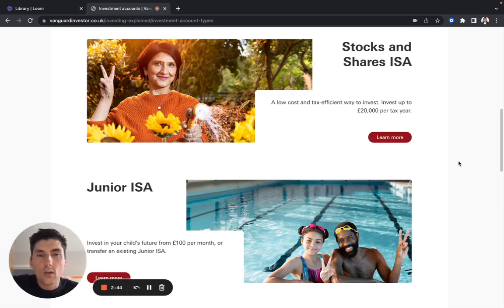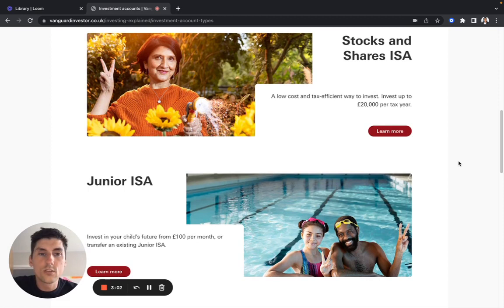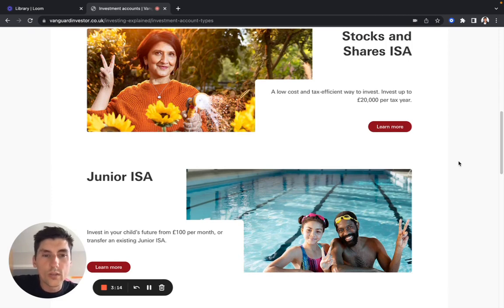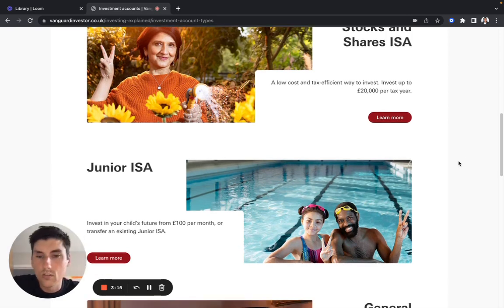So obviously, if you are a married couple, you and your spouse can each individually contribute up to 20,000 per tax year, and everything inside that stocks and shares ISA is tax advantaged or tax efficient, if you like. So any capital gains in terms of your profits that you make, and any dividends that you collect, or distributions by way of income from funds that you're invested into, will also be tax free or tax efficient.